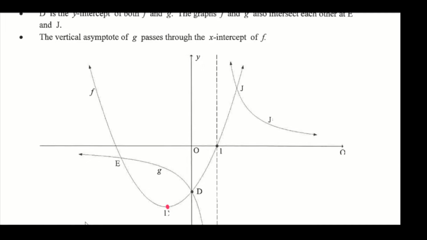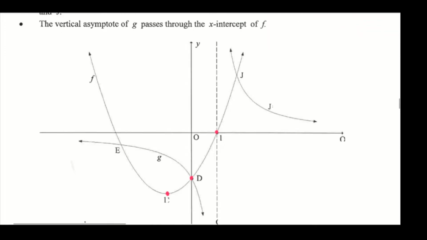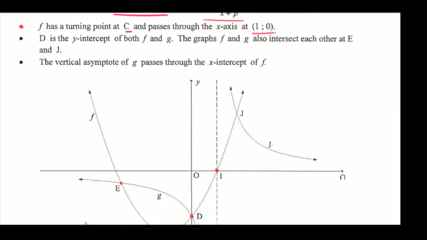This is the turning point of f, right? And it passes through this intercept here, right? And then D is the y-intercept of both f and g, so this is D. The graph of f and g also intersect each other at E, so both graphs intersect each other here at point E, and at J, so they also intersect each other at this point here.